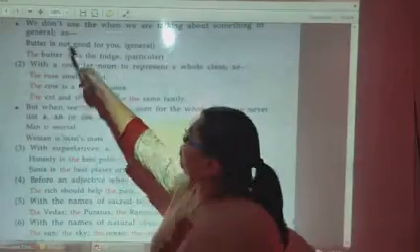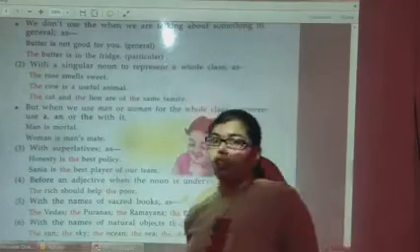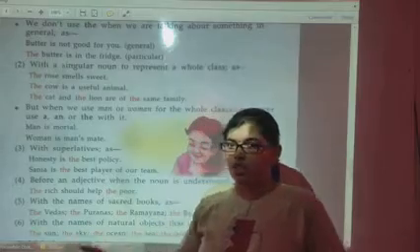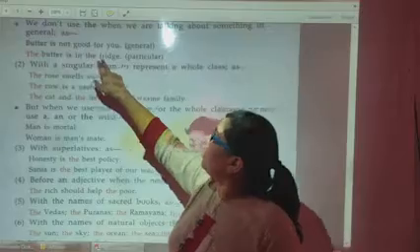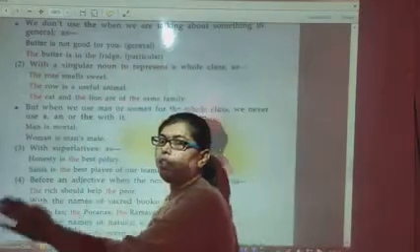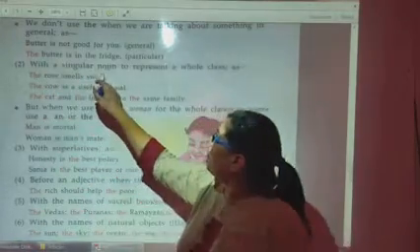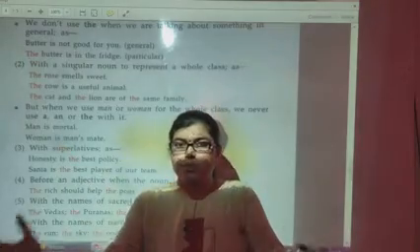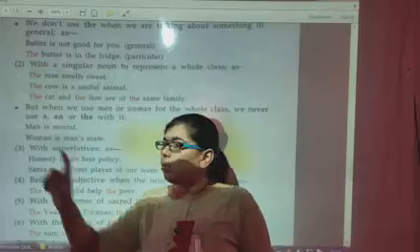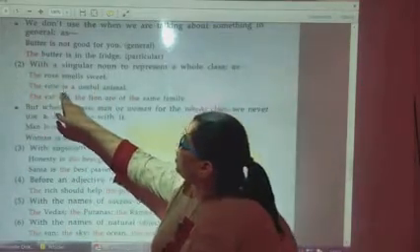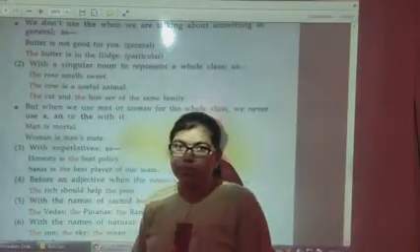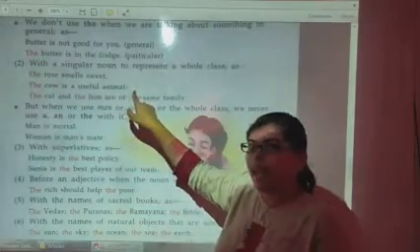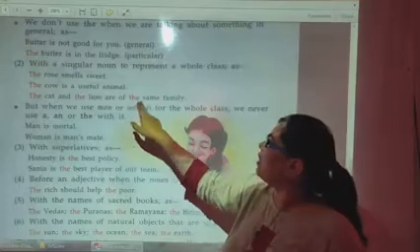Now next is, we don't use the when we are talking about something in general. Here general means common. Now for example, butter is not good for you, we are talking about it in general. Now next is, the butter is in the fridge. Now we are talking about the particular butter which is kept in the fridge. Now next is, the with a singular noun to represent a whole class. Like the rose smells sweet. There are so many rose plants, but we consider it one and say the rose smells sweet. Now the cow is a useful animal. There is a herd of cows. But we consider it as the whole class and we say the cow is a useful animal. Now the cat and the lion are of the same family.